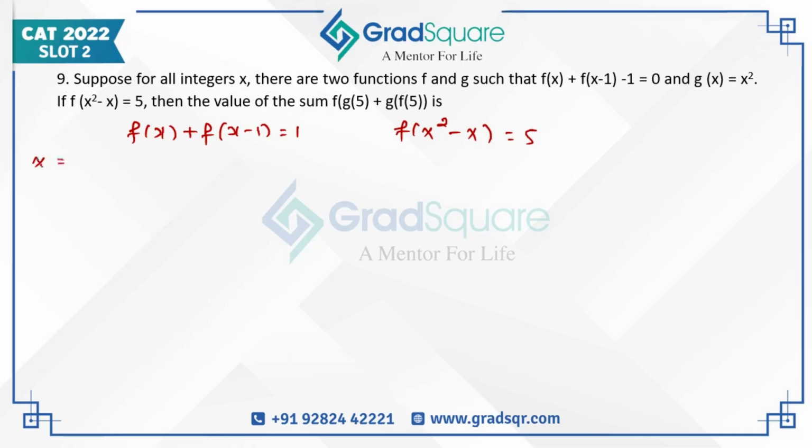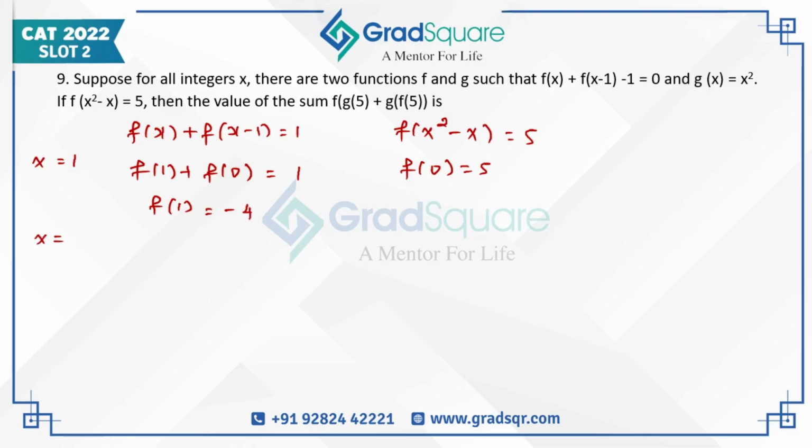Now I'm going to put x equal to 1. Then this will be f of 1 plus f of 0 equal to 1, and f of 0 will be equal to 5. I'm going to substitute f of 0 equal to 5 in the first equation. That makes f of 1 equal to minus 4.